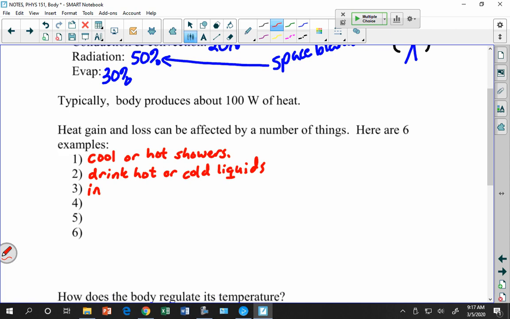I had a colleague we used to work together. She was from South Korea, and she would commonly drink just hot water because she didn't like tea or coffee. And coffee is probably not the best thing because it dehydrates you. But she didn't like tea or coffee, so she would just drink hot water when she was cold. She just had a coffee cup, and she would drink hot water. You can insulate the body.